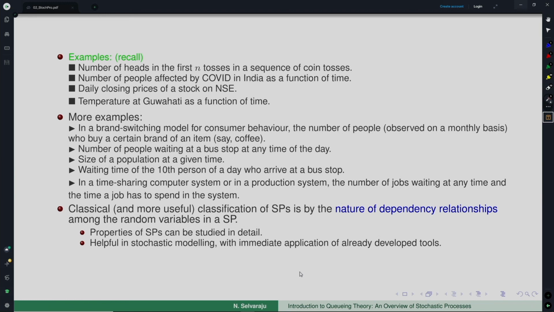So, the classical and the more useful classification of stochastic processes is by the nature of dependency relationship among the random variables, because that is what really makes the study of stochastic processes distinct and more useful than classifying based upon the nature of parameter space and index space. Once you make this kind of grouping of relationships, then that particular group can be studied in detail, and it helps in stochastic modeling, because you have already developed so many tools for the application. The moment you see such a scenario existing in a real life system, all these tools can be applied in an immediate manner. That is the idea.